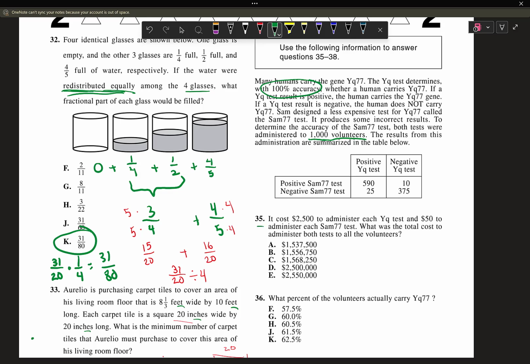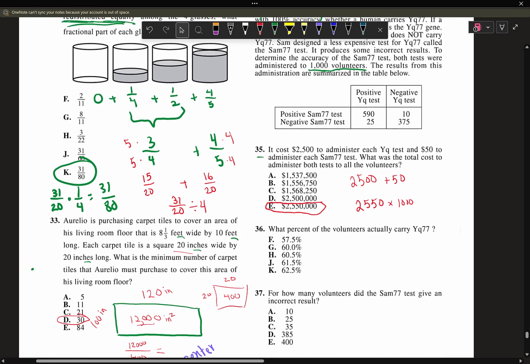Okay, first, 35. It costs $2,500 to administer each YQ test and $50 to administer each SAM77 test. What was the total cost to administer both tests to all volunteers? It should be pretty simple. It says both tests were administered to 1,000 volunteers. So basically, we're taking 2,500 and adding 50, and then we're going to multiply that number by 1,000. But we can pretty quickly see, be careful, D is tricky, but it should be E.